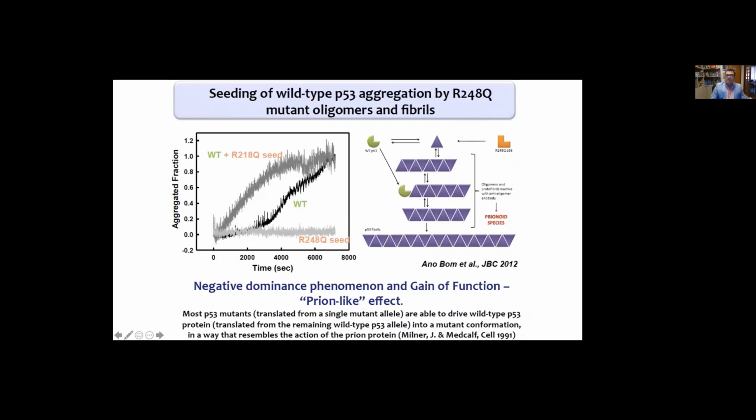Then the next question was to investigate whether the mutant that is more prone to aggregation would seed the aggregation of the wild type. That was a very simple experiment that we did a decade ago. When you have the wild type, it aggregates much slower. But if you add seeds, about 2 to 5% of seeds, we have a much faster aggregation, showing that in vitro there was this kind of prion-like effect of p53.